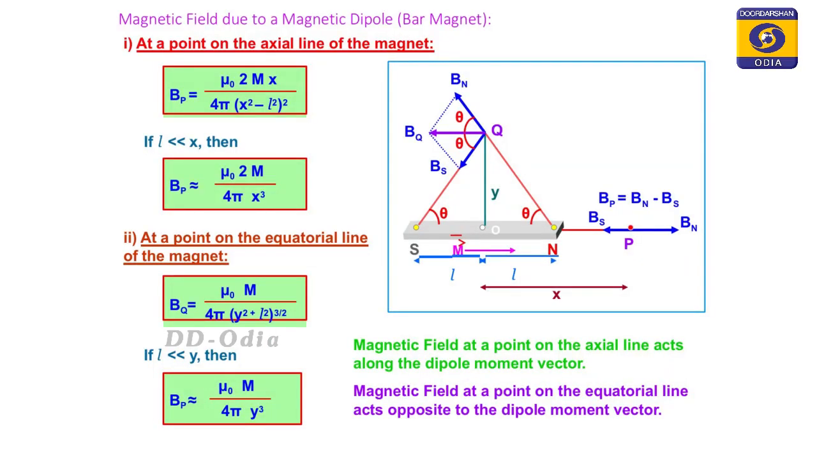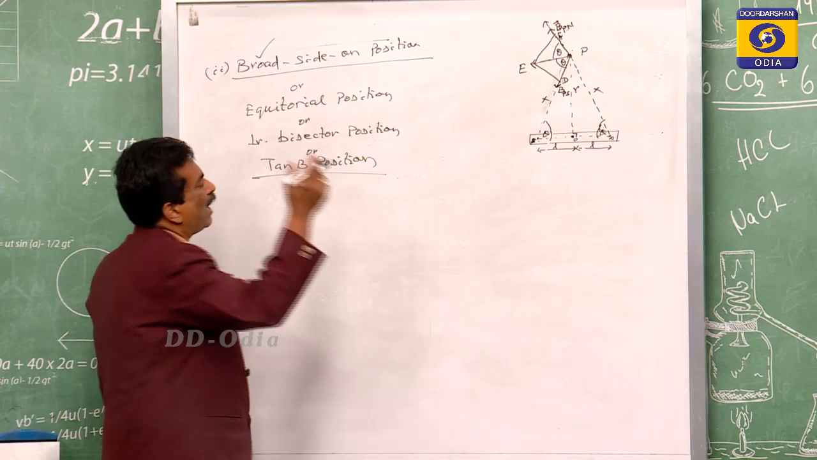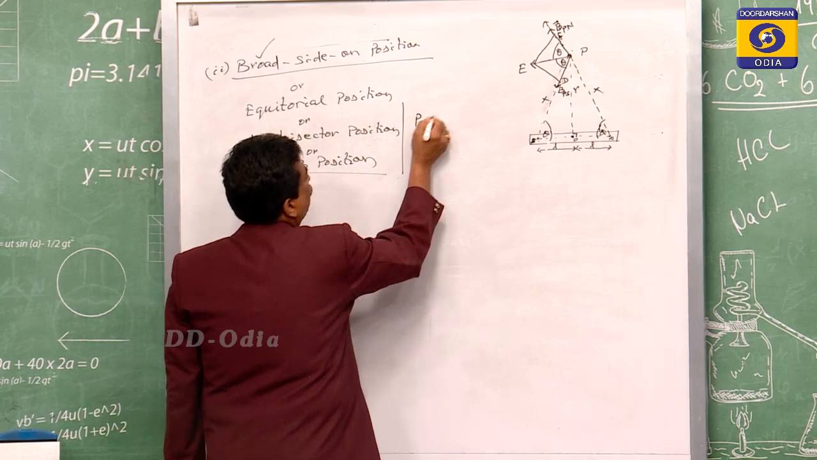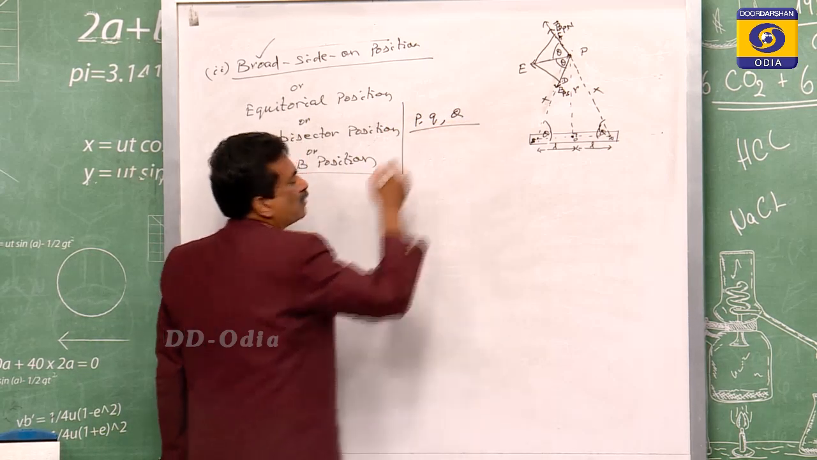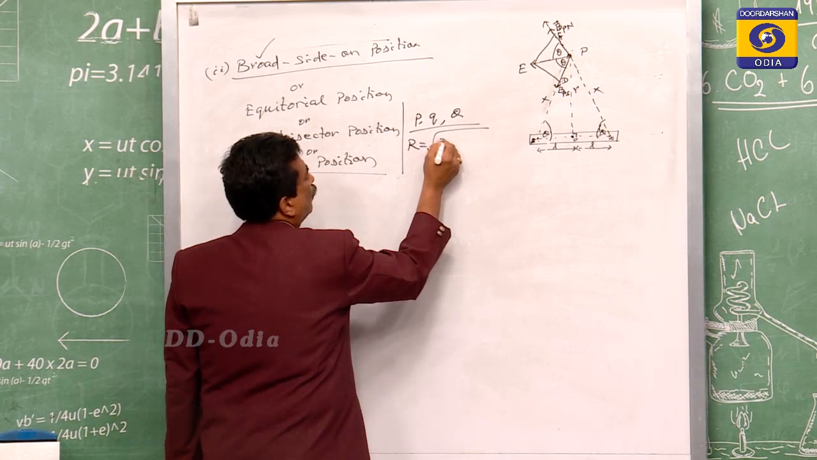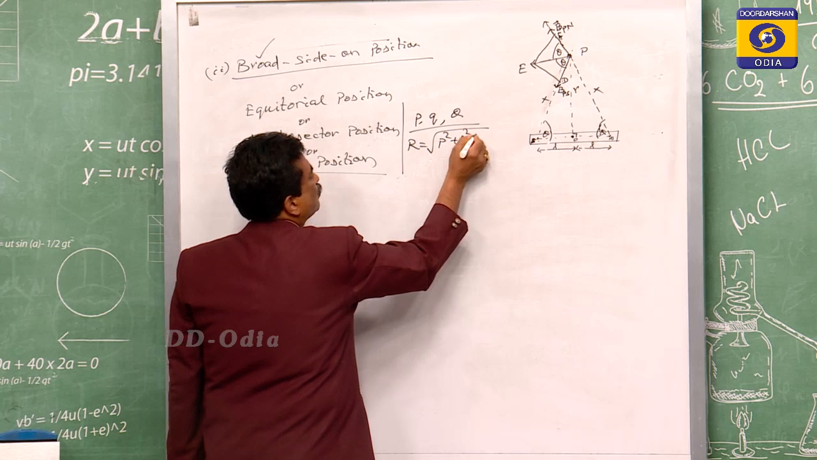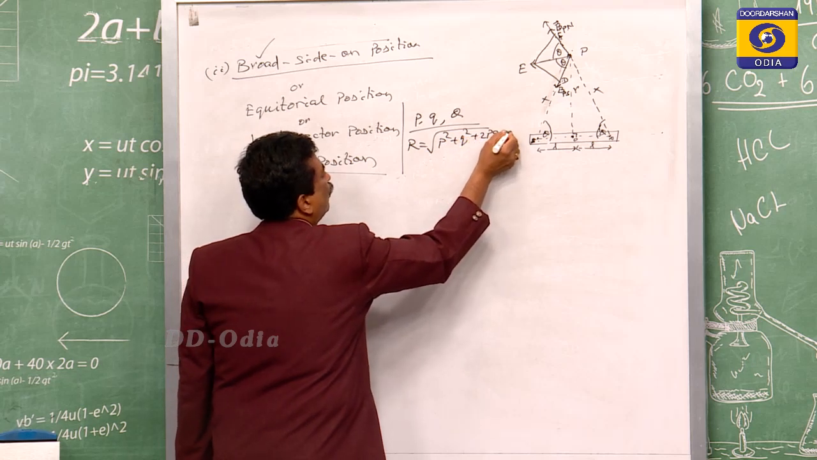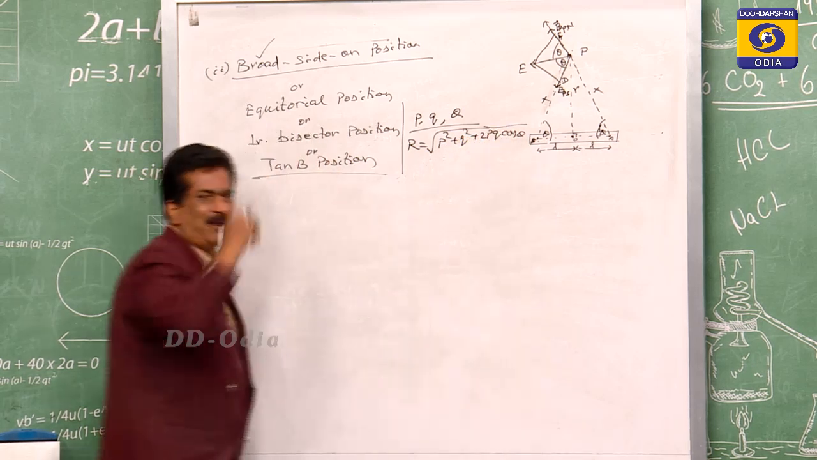If the two vectors are making a certain angle theta, then the resultant is the square root of the sum of the squares of their magnitudes plus 2 times the product of their magnitudes with cos of the angle between them. As per our formula, if P is a vector, Q is a vector, theta is the angle between them, then the resultant R equals square root of P square plus Q square plus 2PQ cos theta.